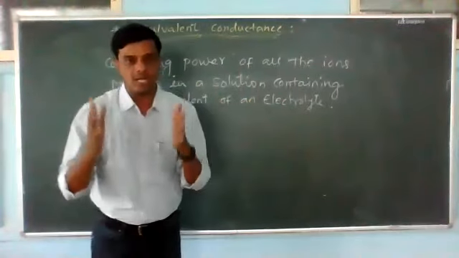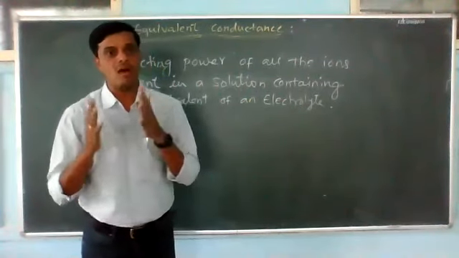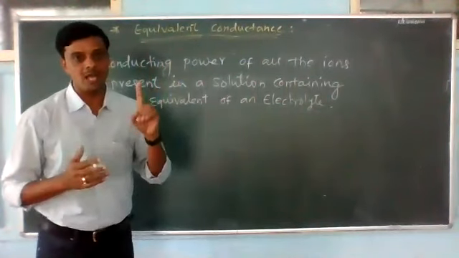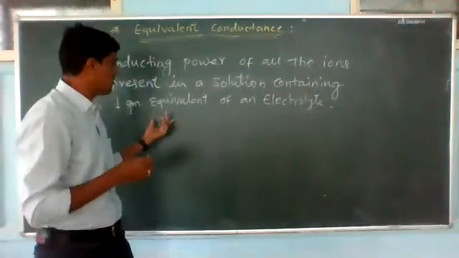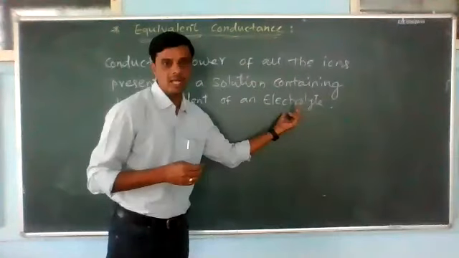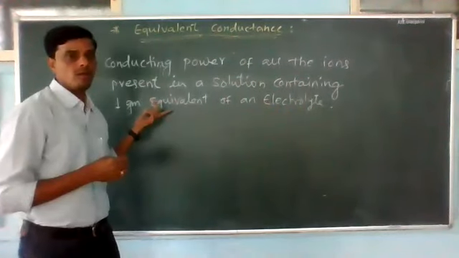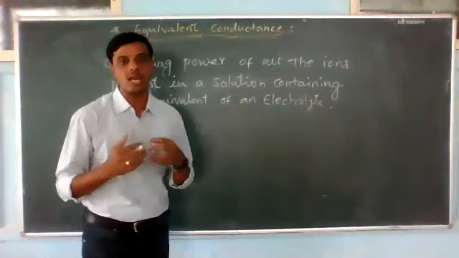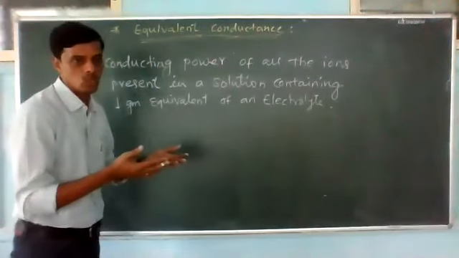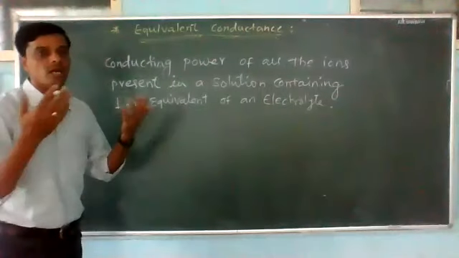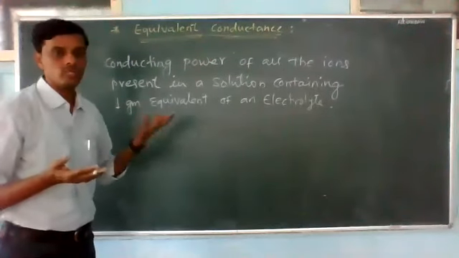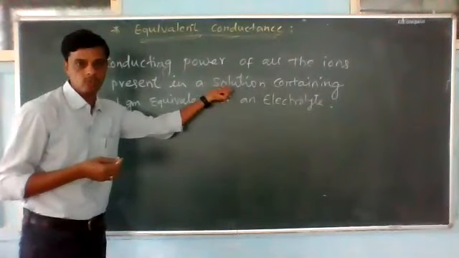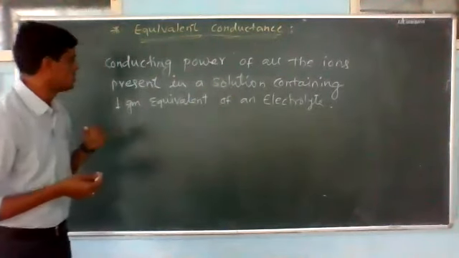There is a solution whose volume is fixed. How much electrolyte is in that solution? 1 gram equivalent of the electrolyte. Which electrolyte it is decides its 1 gram equivalent. How many grams of solute are present in the solution depends upon the nature of the electrolyte which we are going to use for making this solution.